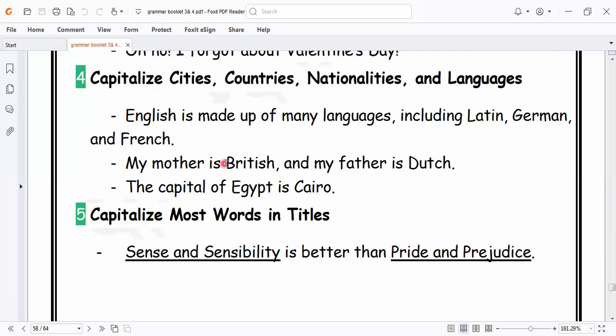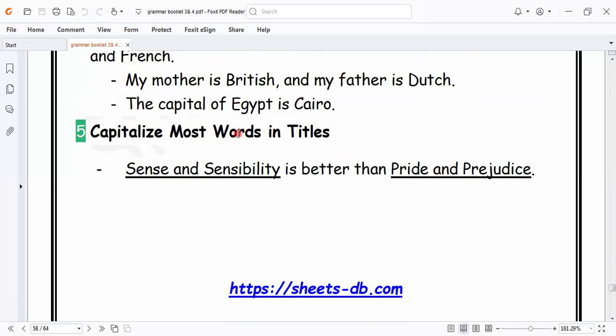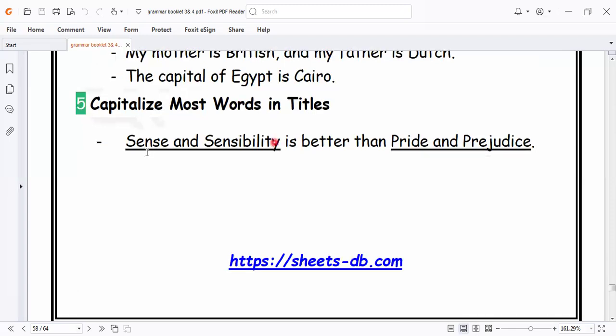We have British, here is a nationality. Danish, here is a nationality, so I write it in capital letter. The capital of Egypt is Cairo, so here Cairo and Egypt are famous places, so they must be written in capital letters. Here we have Sense and Sensibility. Sense and Sensibility is better than Pride and Prejudice.